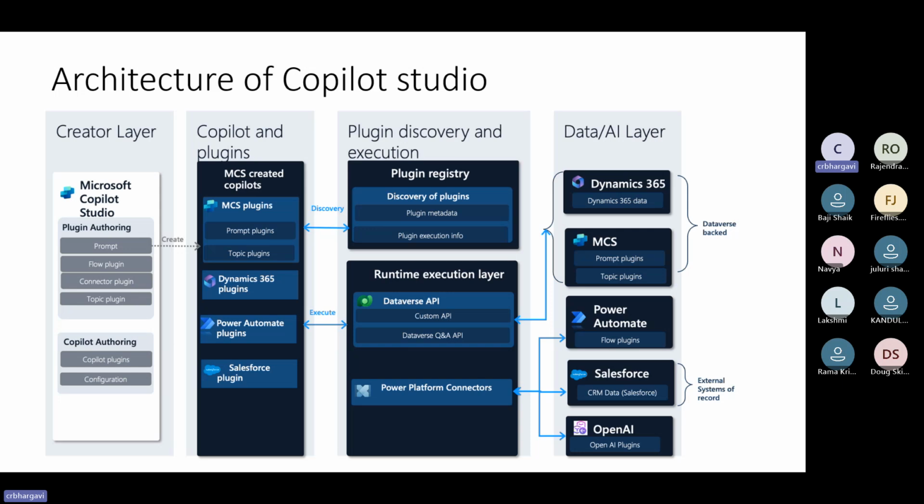Now, coming to the architecture of Copilot Studio, you have four different layers inside Copilot Studio. One is the creator layer, the second is the Copilot and plugins, the third is the plugin discovery and execution, and the fourth is the data and AI layer.